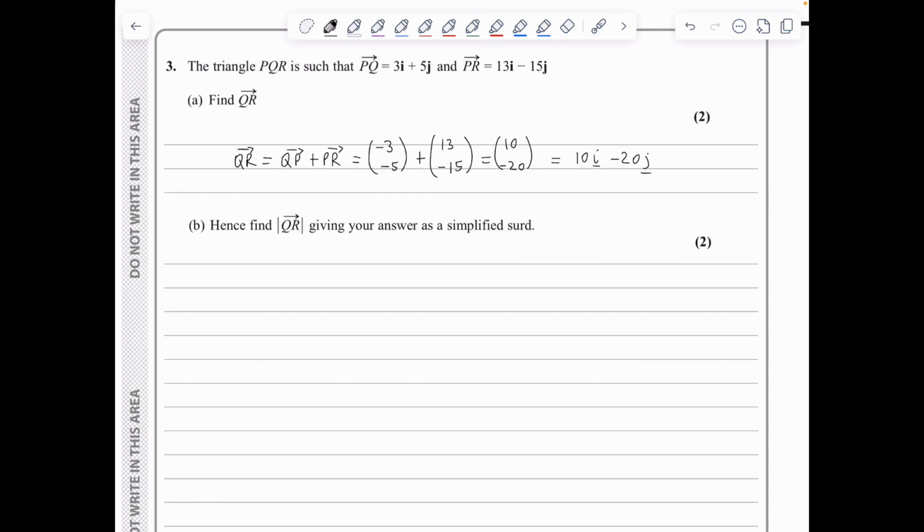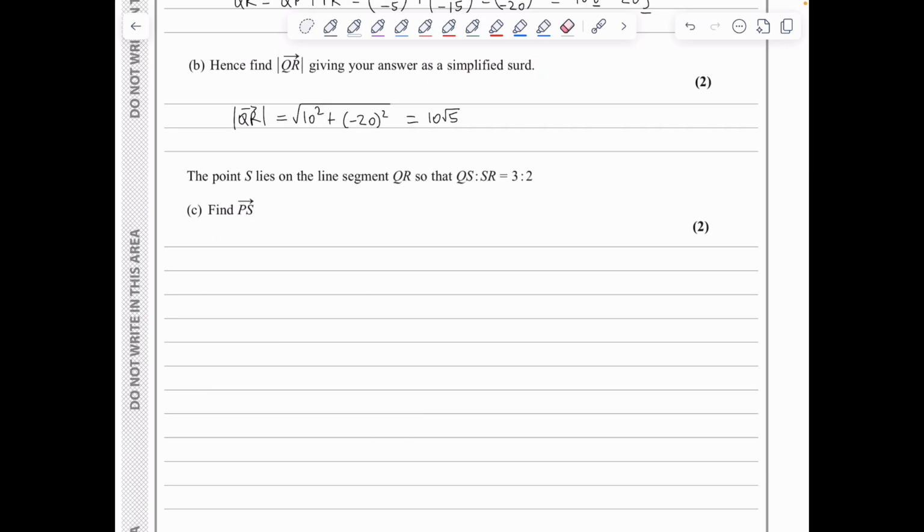In part B, we need to find the magnitude of the vector we just found, the vector QR, giving our answer as a simplified surd. So we'll be simply applying Pythagoras' theorem here. So the magnitude of the vector QR is going to be 10 squared plus negative 20 squared, all square rooted. This gives an answer of 10 root 5.